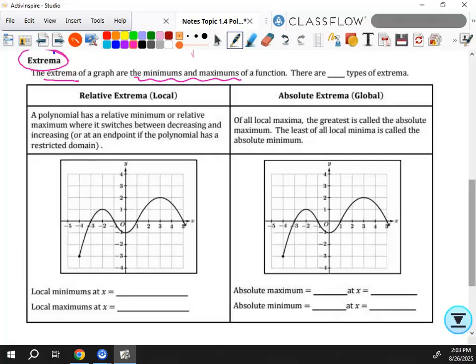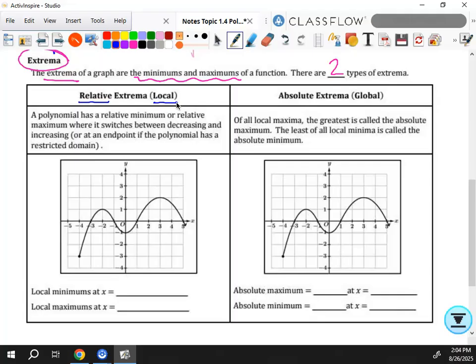There are 2 types of extrema, but both of them have 2 names, and we have to understand both of them. They can be used interchangeably. You might have one question that uses one and the next question uses the other. So it's not like it depends on who your teacher is, what their favorite word is. You'll just see them both all the time. So the first one we have is the relative or local extrema.